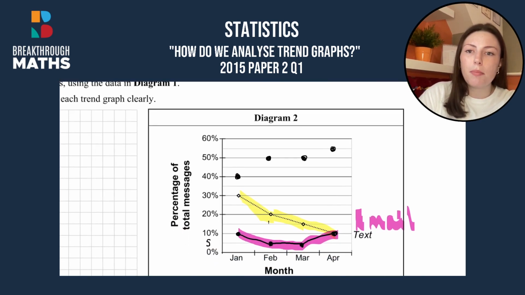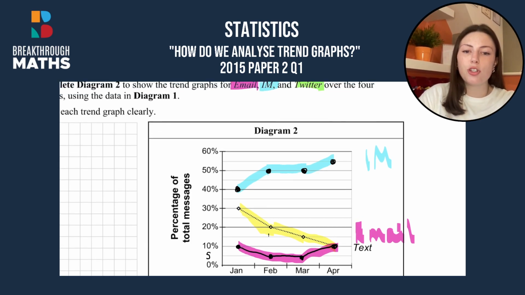Okay, and we'll join them up. We said we'd do instant messaging in blue. So we'll join those up. Obviously, again, you'd use your ruler. And then we're saying that's the instant messaging. Finally, then we have Twitter.